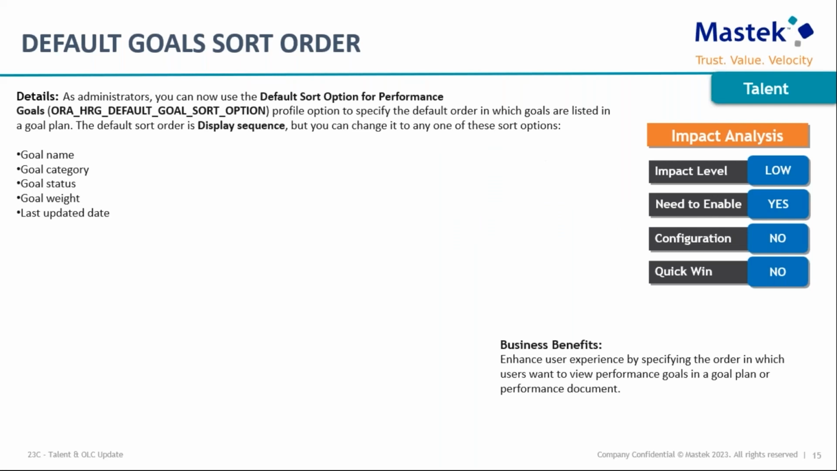Default goals sort order. Again, not a major enhancement, but incrementally, I think it's very useful because now you can sort goals based on the name, the category, the status, the weightage, or the last update date. And that really helps in building that culture of having goals well understood, well set, and well reviewed. That happens when you remove friction out of it.